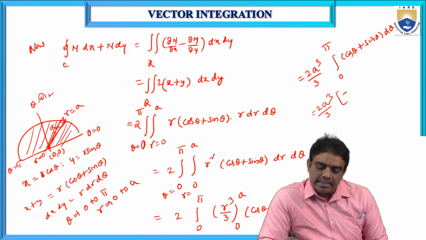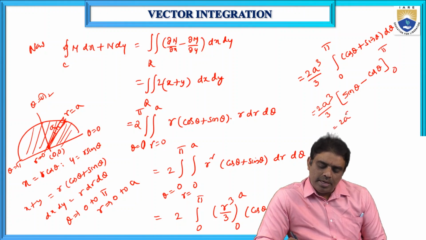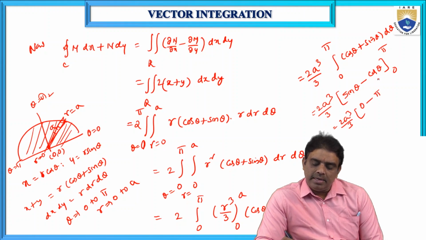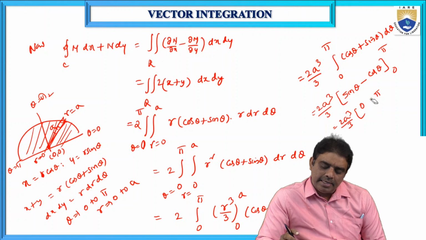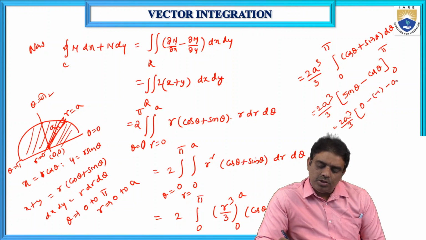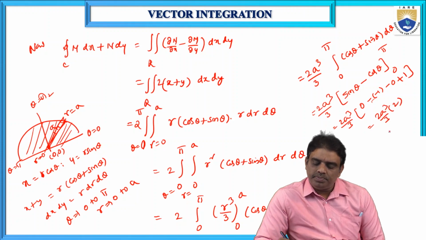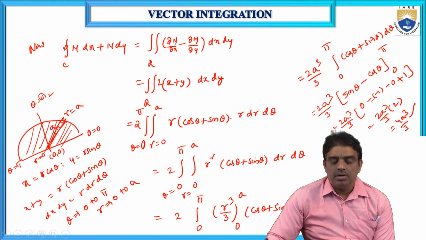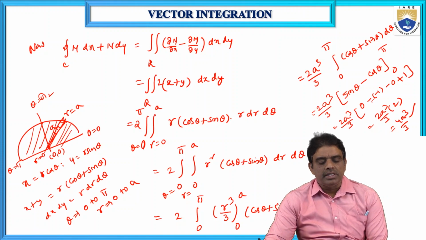The integration of cos theta is sin theta, and of sin theta is minus cos theta, from 0 to pi. So 2a cube by 3 times (sin pi minus sin 0, which is 0, plus cos 0 minus cos pi). Cos pi is minus 1 and cos 0 is 1. So minus of minus is plus 1, giving 2a cube by 3 into 2, which equals 4a cube by 3. This is the required double integral value, which is the integral over the closed curve C of M dx plus N dy.